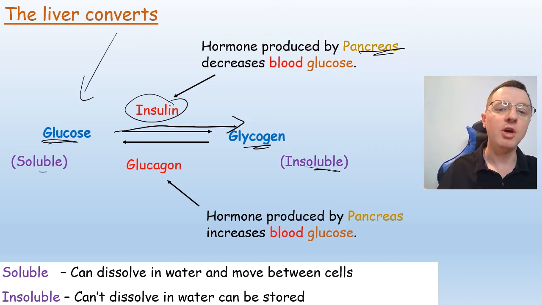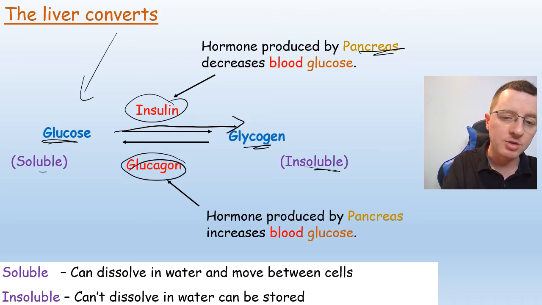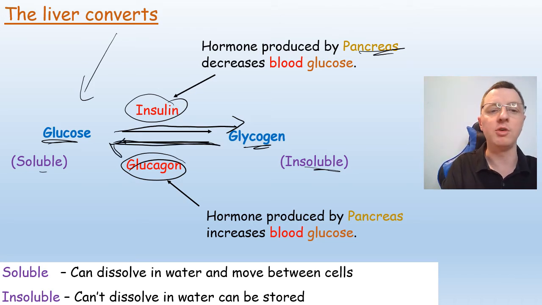If we have too little blood glucose, then the pancreas will recognize this and produce the hormone glucagon, and we will get the opposite reaction, the opposite conversion. The liver will convert glycogen back into glucose in response to the hormone glucagon.